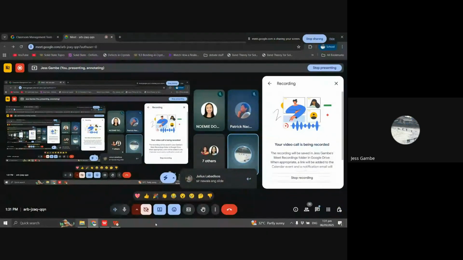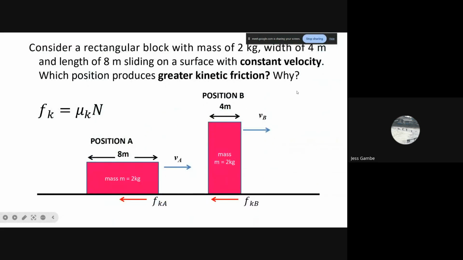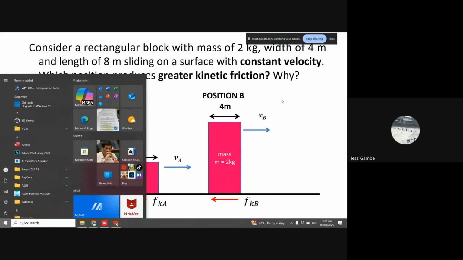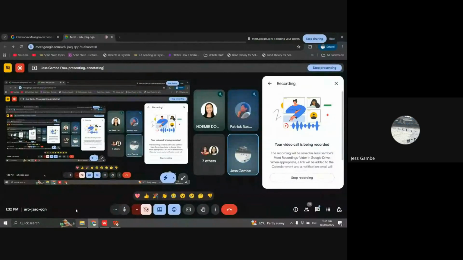No, I mean, I'm asking this question. Can you see the slide, class? Yes po. Yeah, I'm asking this question. Which position produces greater kinetic friction? Which one, class? If anyone? Which of the two positions produces greater kinetic friction?